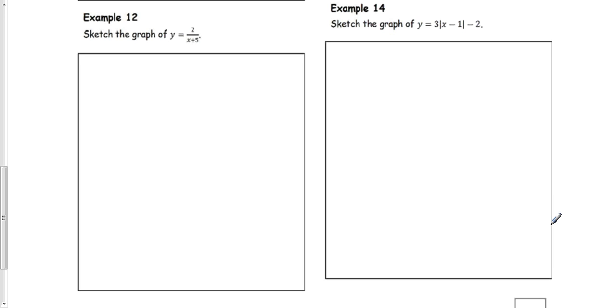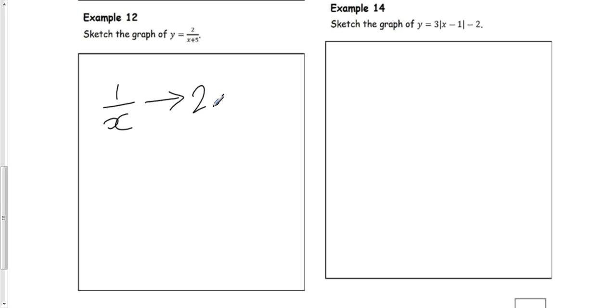C3, transforming graphs of functions. Example 12. Sketch the graph of y equals 2 over x plus 5. In this situation, we can begin with the 1 over x graph and then apply two transformations to this.